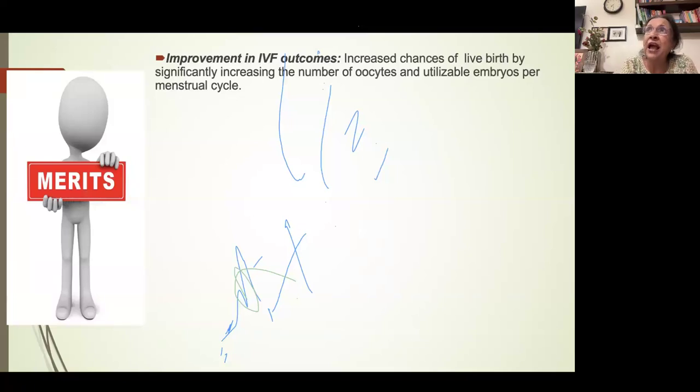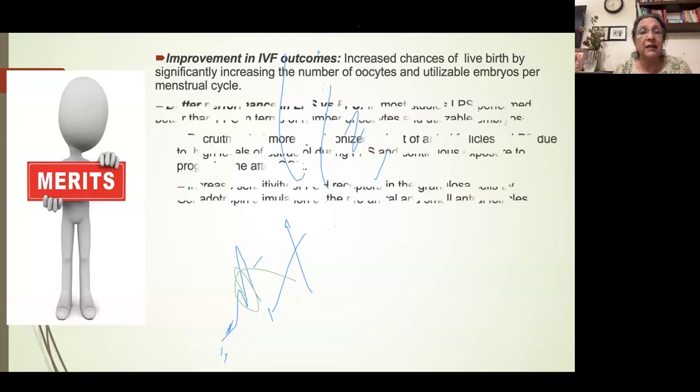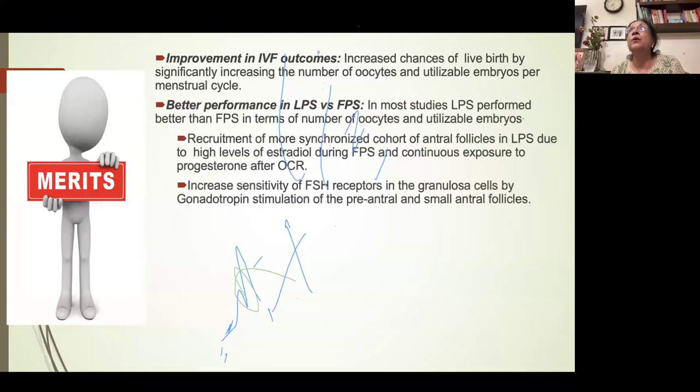So if you already have embryos, your age is increasing every day. 6 months have taken away the reserve of 6 months. So it is good that if we can have embryos, we have better outcomes, because there is an increased chance of live birth by increasing the number of utilizable embryos per menstrual cycle. Utilizable embryos are the ones which you have preserved. Better performance in LPS: a lot of studies have shown better performance. There could be equal performance or even lesser ones.